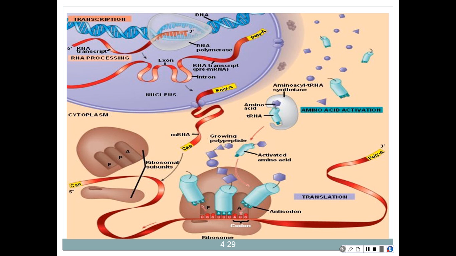Now, 3 components are needed for this process. What do we need? We need our mRNA, which begins with a protein cap, which is right here, where a ribosome will begin translation. Okay.